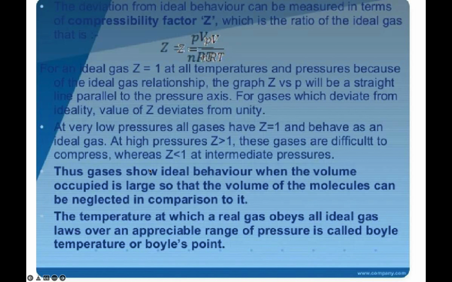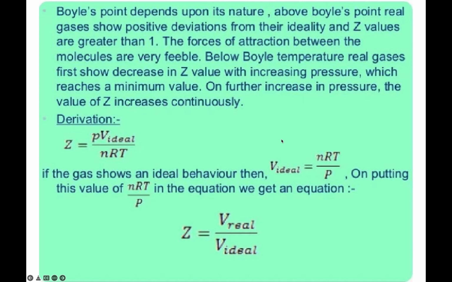What happens at low pressure? All gases have Z equal to 1 and behave like an ideal gas. If Z is greater than 1, then the gases are difficult to compress. Z is less than 1 at intermediate pressures. So gases show ideal behavior when the volume occupied is large, so the volume of the molecules can be neglected in comparison. The temperature at which a real gas obeys ideal gas laws over an appreciable range of pressure is called the Boyle temperature, or it's also called Boyle's point. So these are all very important concepts. Please do take your time to read this properly and revise well.